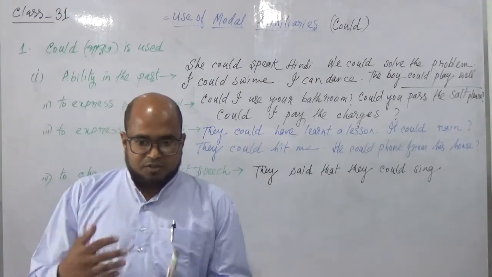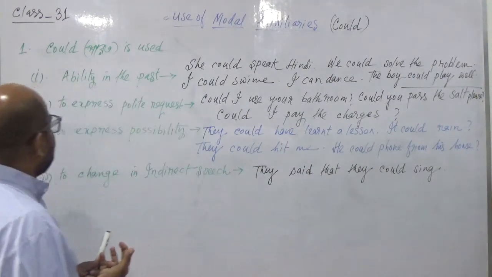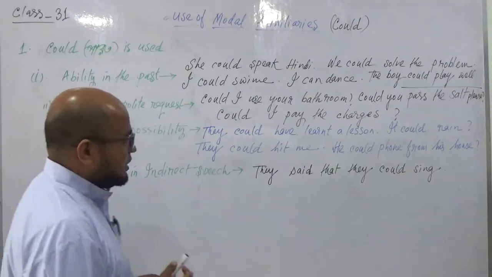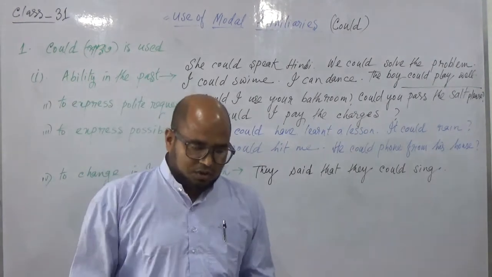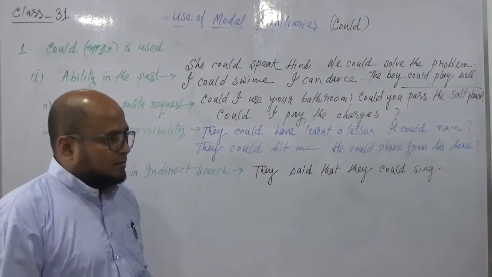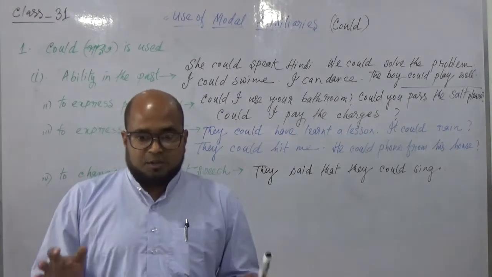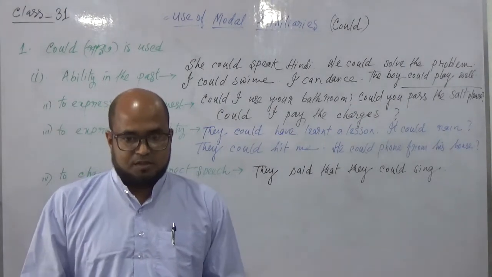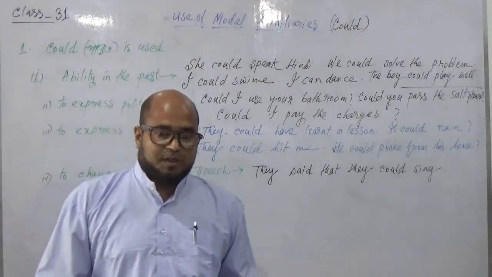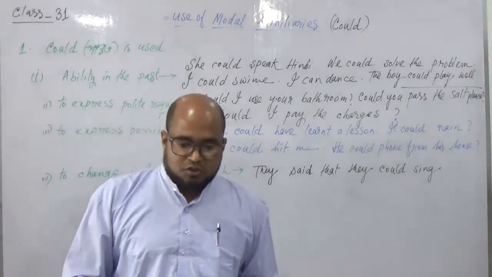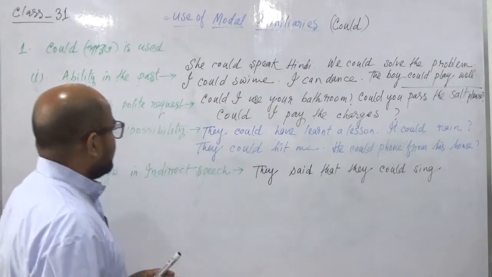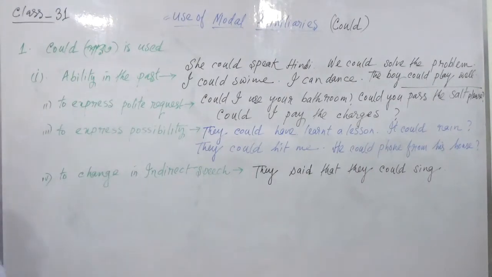Okay, so in expressing past possibility we can use could. Okay, সমস্যাটি সমাধান হতে পারতো। The problems could be solved. সমস্যাটি সমাধান করা যেতে পারতো। The problems could be solved. So this kind of past possibility we can use could.